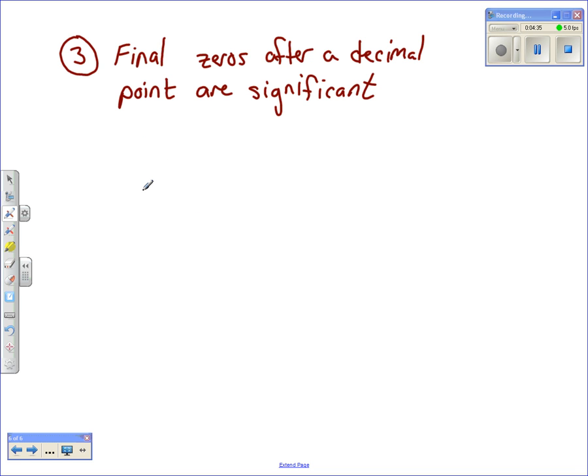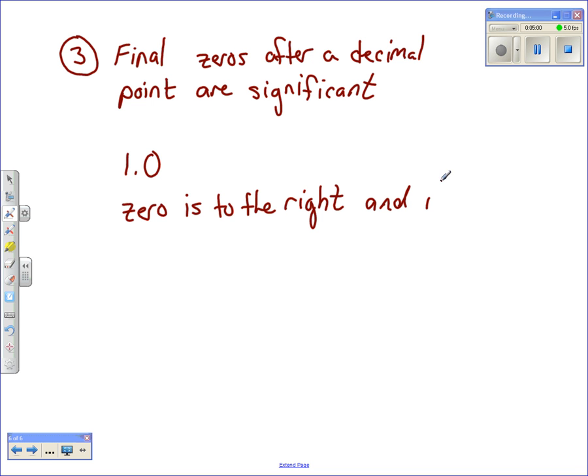An example of final zeros after a decimal point would be 1.0. Notice that the 0 is after the decimal point, to the right of the decimal point. Okay, so the 0 is to the right. And it's a final 0. Okay, so it's on the end.